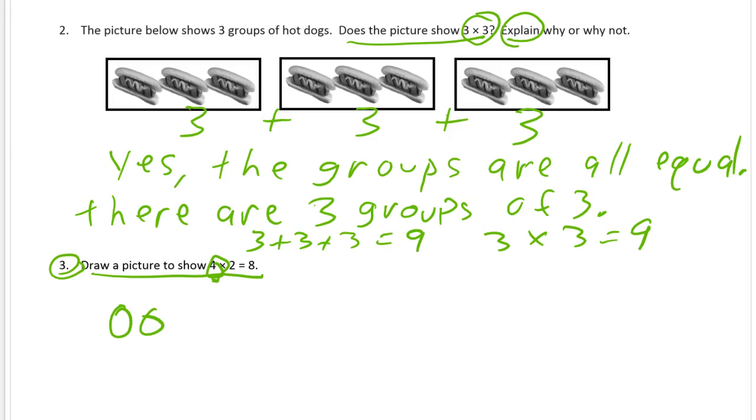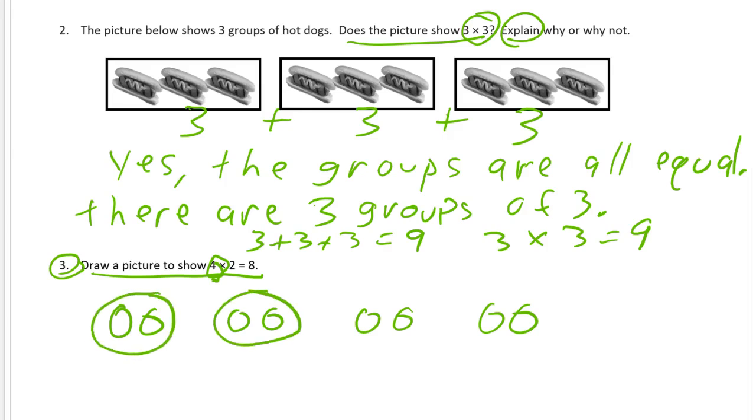1, 2. There's 1 group of 2. Here's another group of 2. There's another group of 2. And there's another group of 2. That's 4 groups of 2. And I can even just circle these just to make sure that they really look like groups.